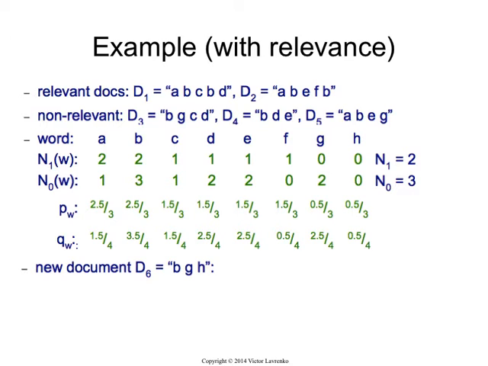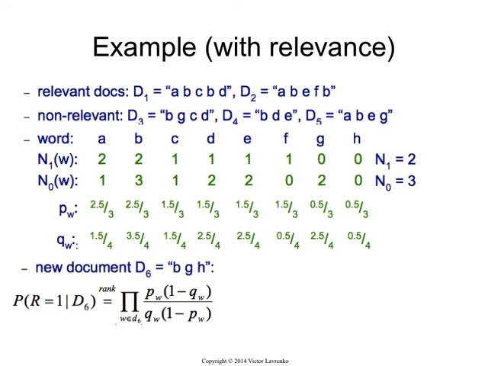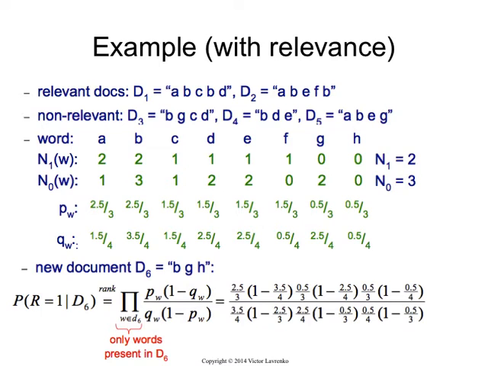And then the way you use it is a new document, D6 comes along, it has the words B, G, H. The posterior probability of relevance for that is rank equivalent to this. Again, remember we went through some pain to reformulate it as a product of only the words that occur in D6. So this product doesn't go over the whole vocabulary, it only goes over the words in D6. And for each one of those words, I take PW times 1 minus QW and divide it by QW times 1 minus PW, right? So let's maybe take the last word, the word H, right?